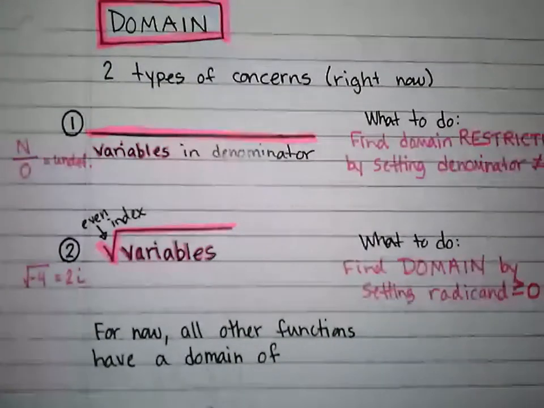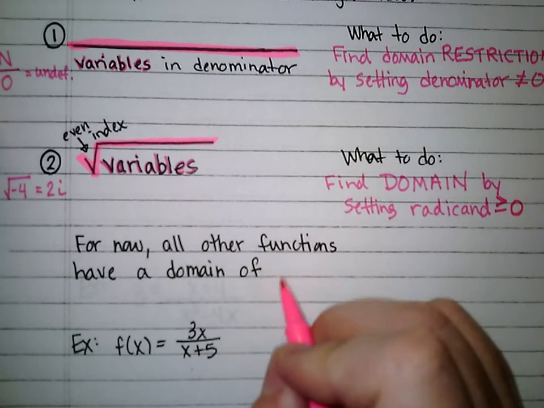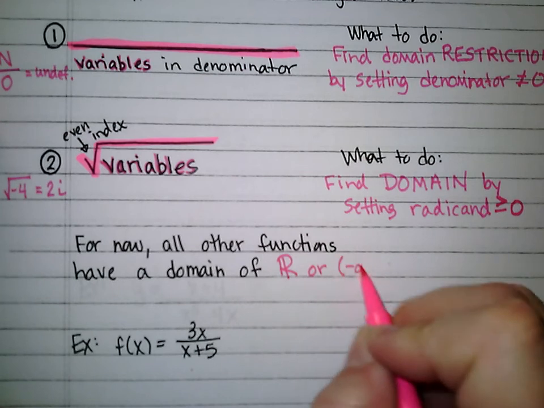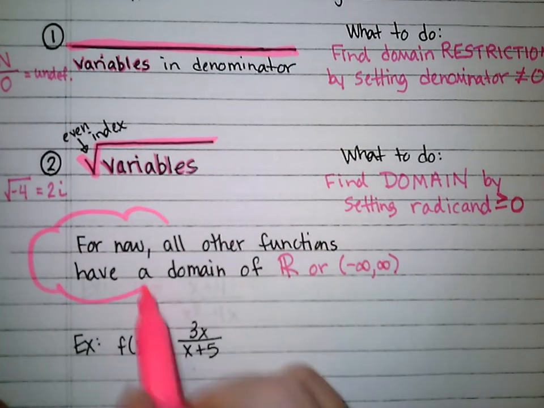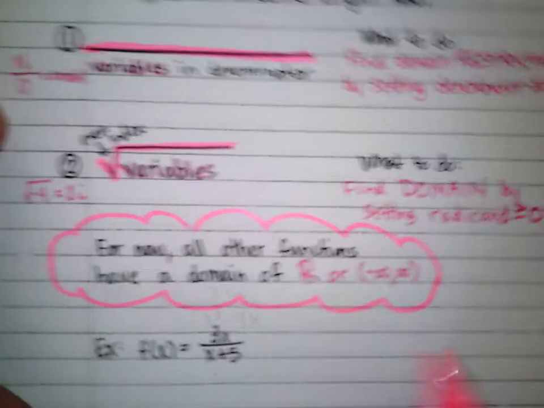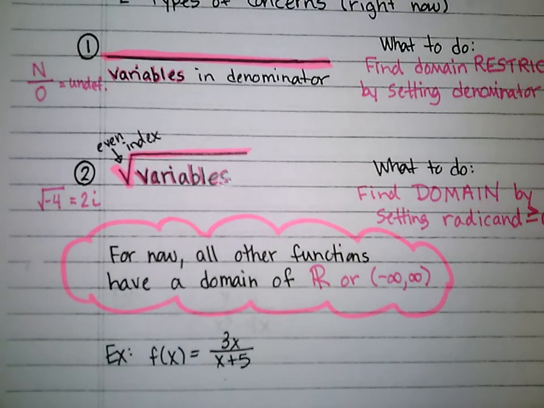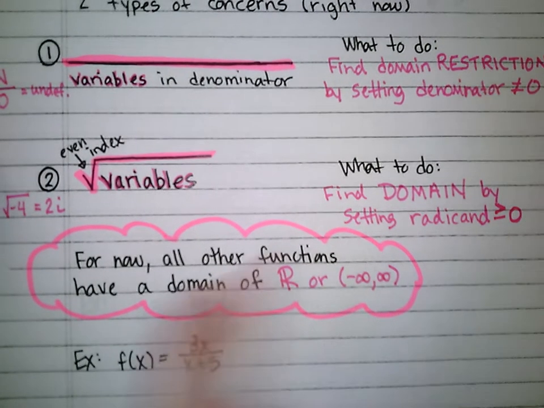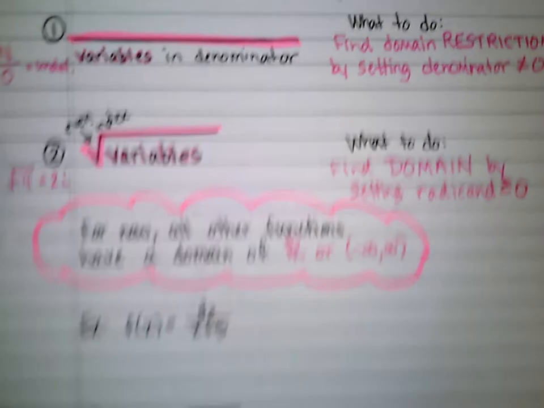For now, we'll come across other domain concerns later, but for right now, we only have those two things. If we don't have either of those two things, then all of our other functions have a domain of all real numbers, which in interval notation is -infinity to infinity. So when you are looking at a function, check for those two things. If you have variables in your denominator or variables under an even index radical, then you need to find your domain or find your restrictions. Anything else is all real numbers for the domain, -infinity to infinity.